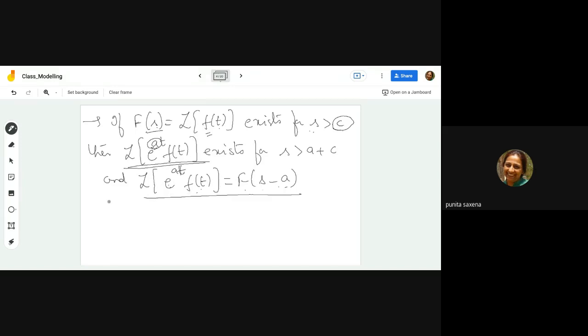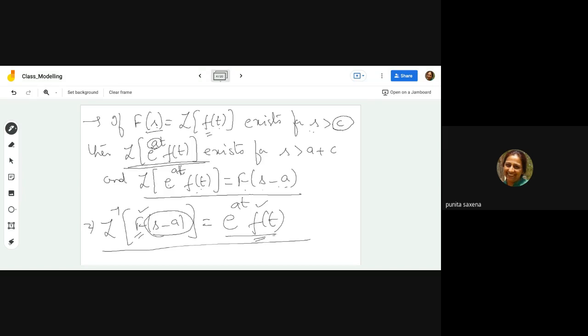So the moment you have this, that means the inverse Laplace of F(s minus a) is actually e to the power at f(t). So if you know small f, capital F, I mean the relations, then we know that. For standard functions as small f, we know their capital F, right? So if we have to find the inverse Laplace of F(s minus a), it's going to be this term only. Is this clear?